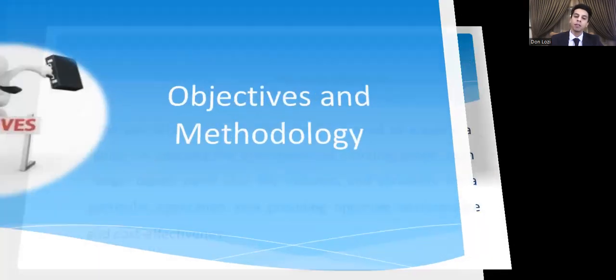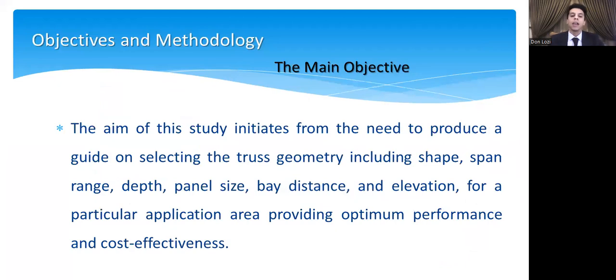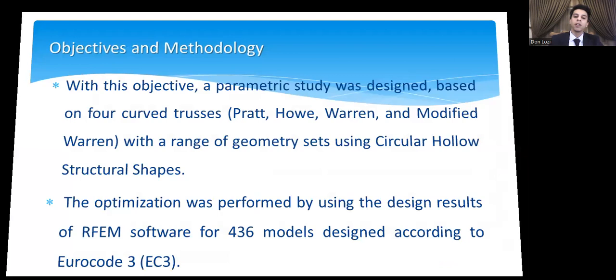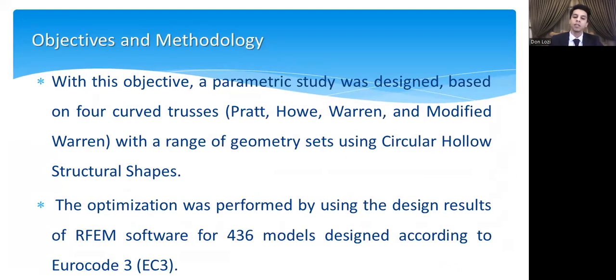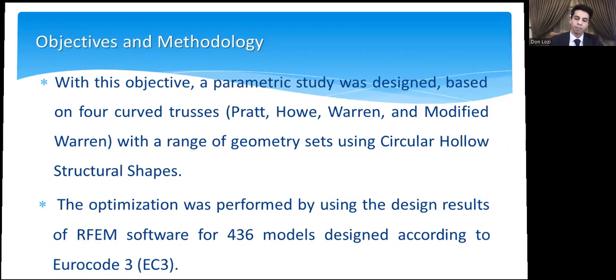Objectives and methodology. The main objective is to find a guideline for selecting the structure geometry. We worked on the 4 most widely used trusses: Howe, Pratt, Warren, and modified Warren, where this study demanded 436 models using RFEM software of finite element design, which contains a feature of optimization in accordance with Eurocode 3.